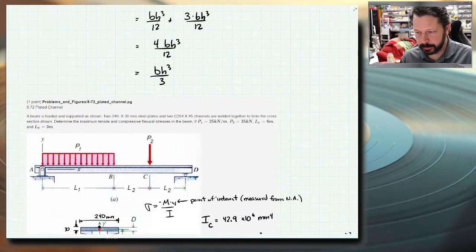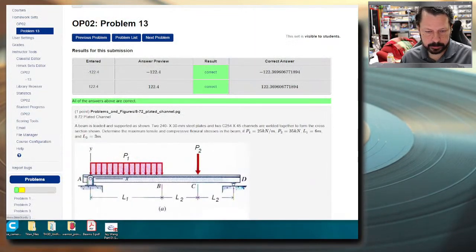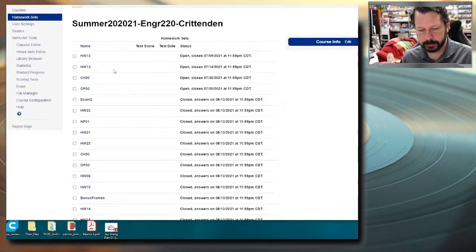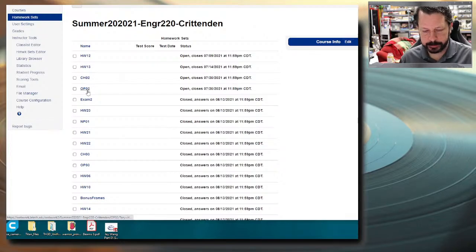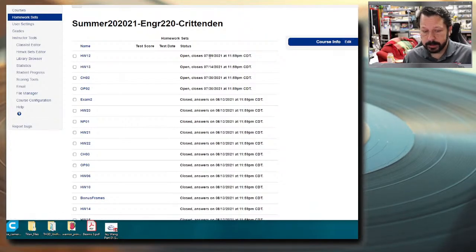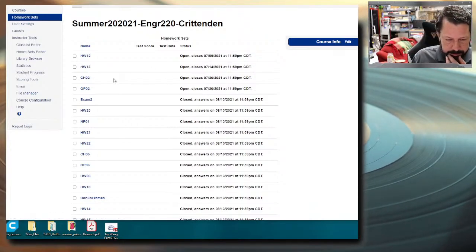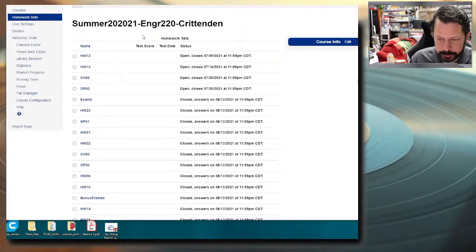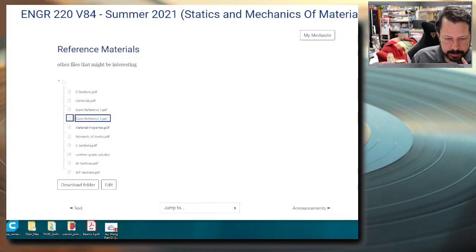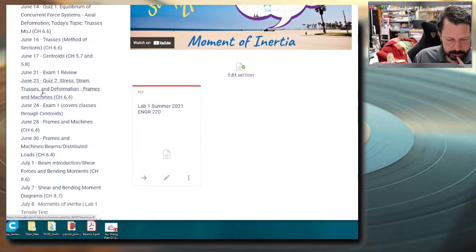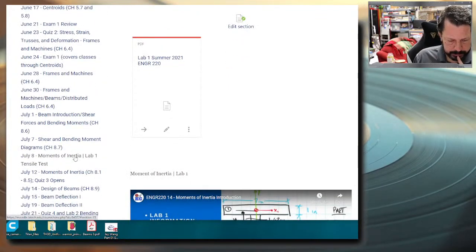I've opened up homework 13. This was from the optional, the one that we worked in class. It was optional 2. Yeah, homework 13 is open. Homework 12 closes soon, so don't sit on that too long. Also, today is, where are we at?